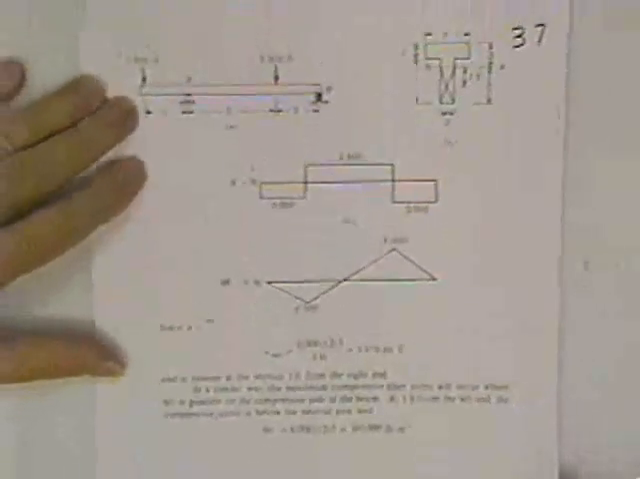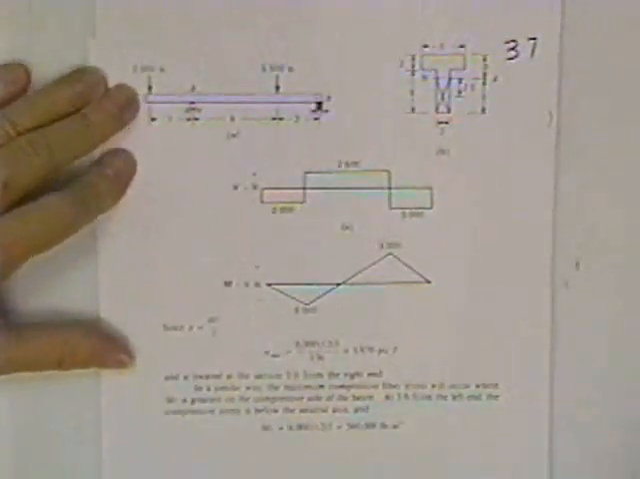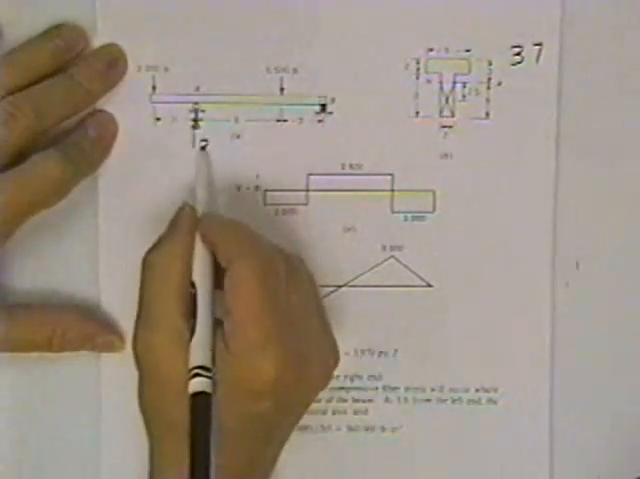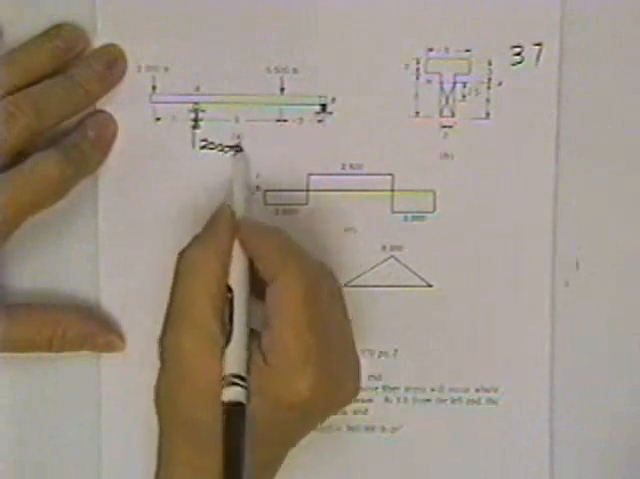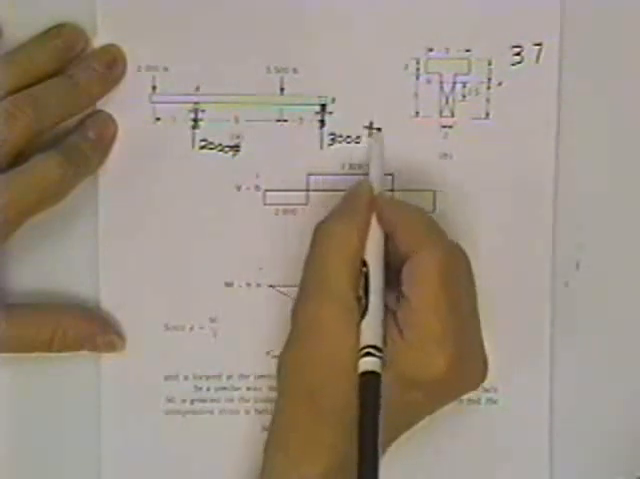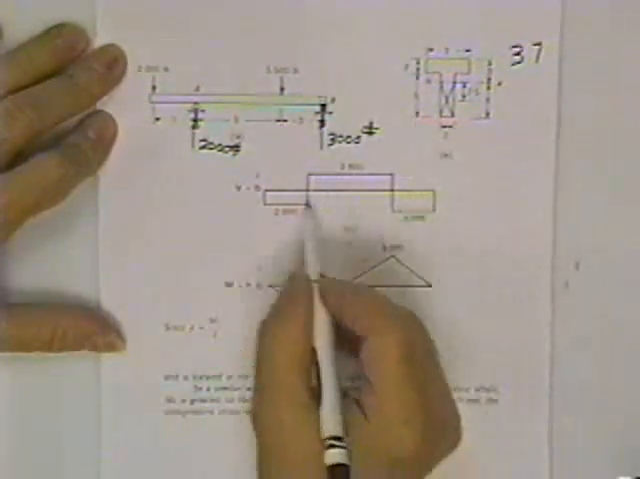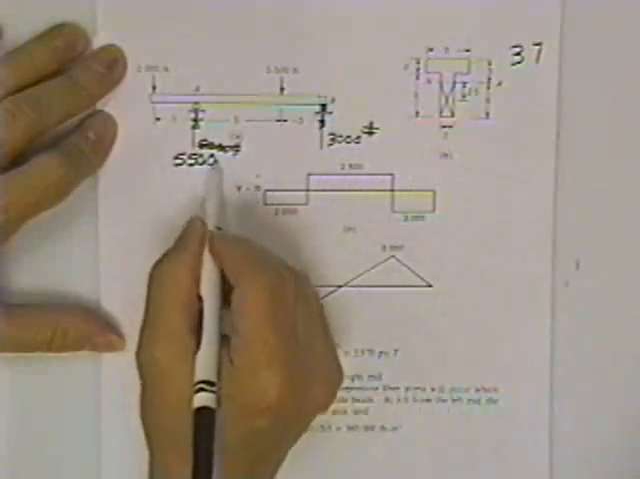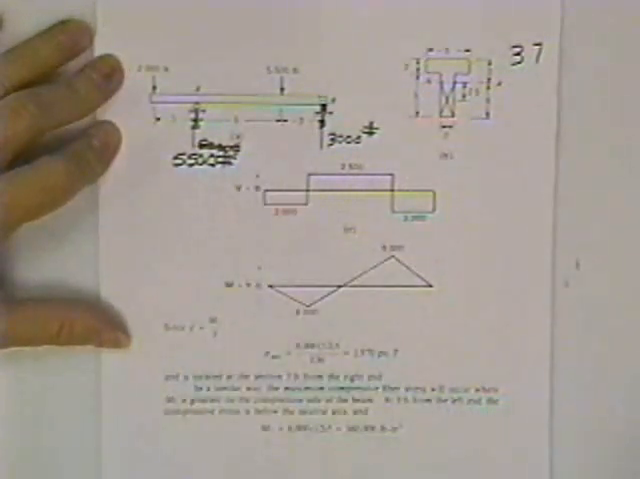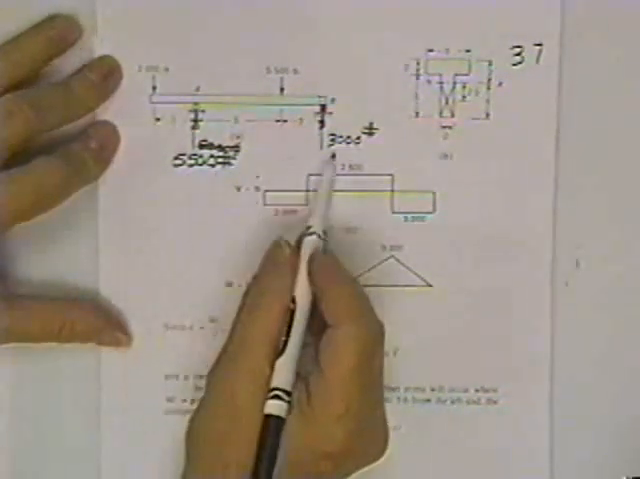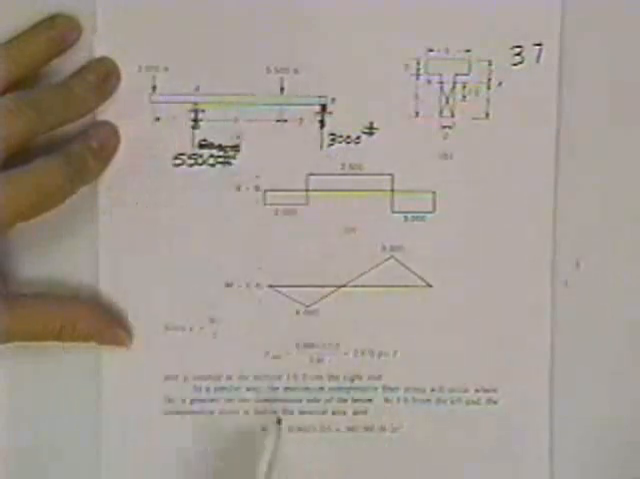Alright, now let's put all this together. Here I have a beam, has a reaction on it of 2,000 pounds, and a reaction on this end of 3,000 pounds. Whoops, that's wrong. That's 3,000. This is 5,500 here. And I'm just stealing that. I'm cheating from the shear diagram, because we know how to get reactions. This 5,500 pound reaction and 3,000 pound reaction support these two loads.